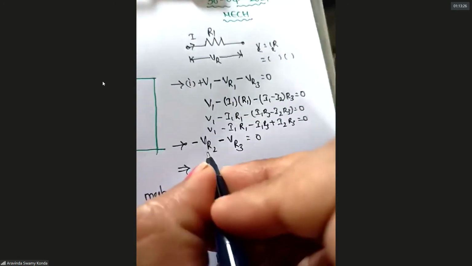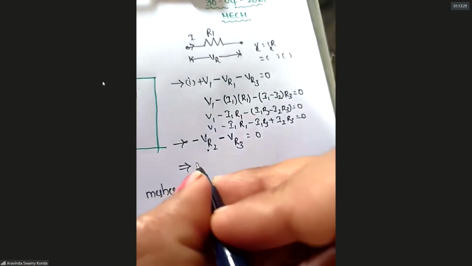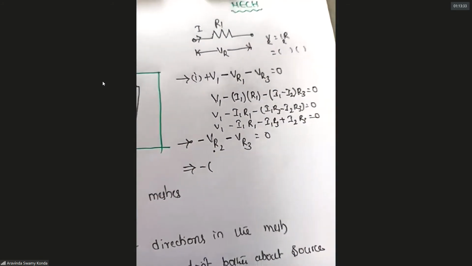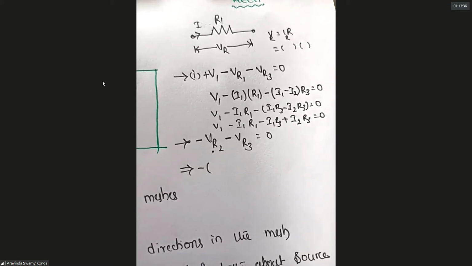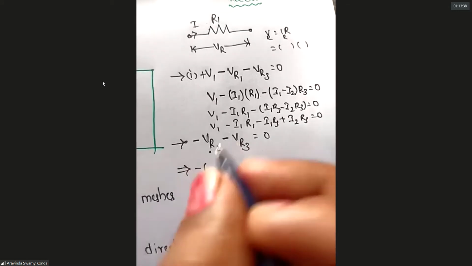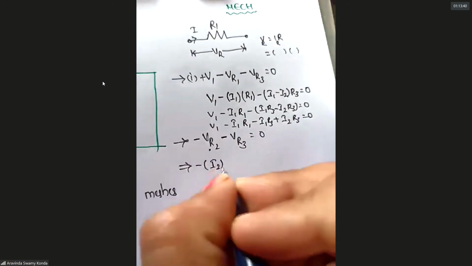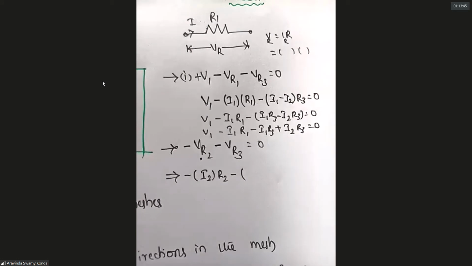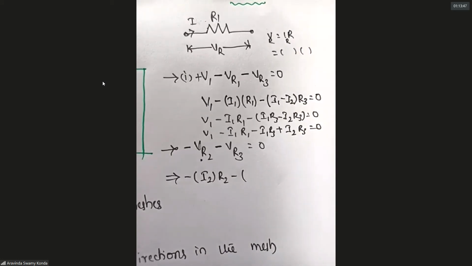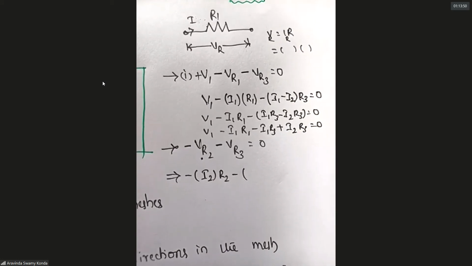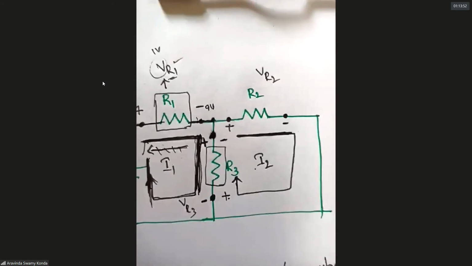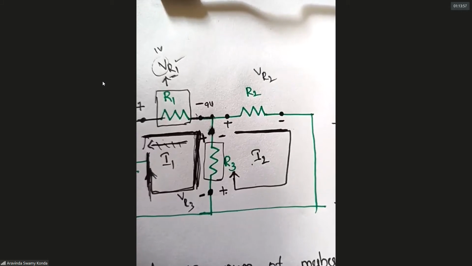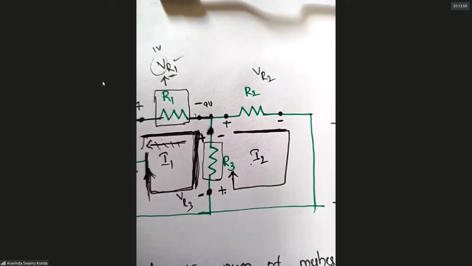So minus VR2. Minus VR2 means you take the current. What is the current you take? I2, sir. VR2, what is the current in R2? I2. Very good. I2 R2 minus, what is the current in the R3 element? I2 minus I1. Very good.